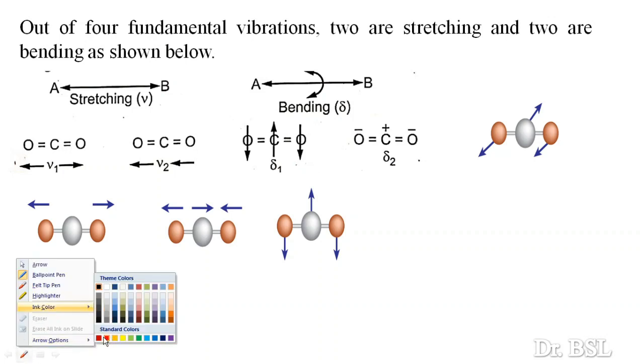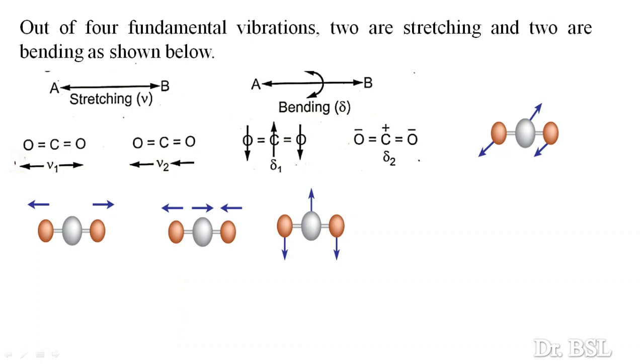And these can be shown like this. Stretching mode of vibration. In stretching, there are two. This one is known as symmetric stretching and this is asymmetric stretching. Two CO bonds. This one is 1 and this one is 2. In symmetric stretching, both CO bonds stretch in the opposite direction simultaneously and contract to get the initial position at the same time.